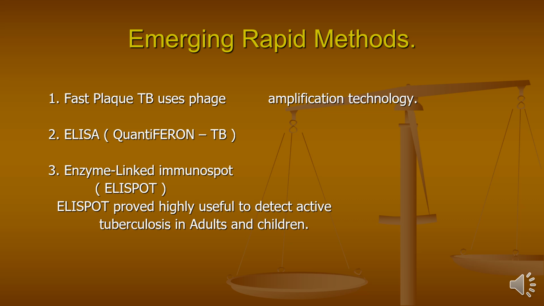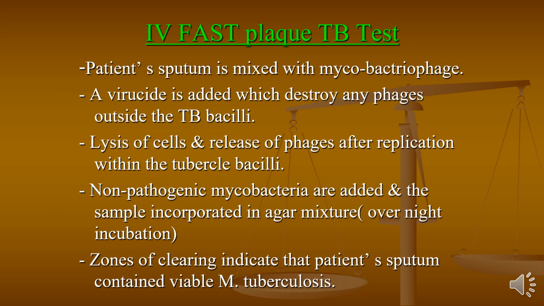So next is emerging rapid methods. First is the fast plaque TB phage, ELISA, which is also called as QuantiFERON TB Gold. Enzyme linked immunoassay like ELISpot. So ELISpot has been proved useful in detecting tuberculosis in adults and children. Next, the fast plaque TB test.